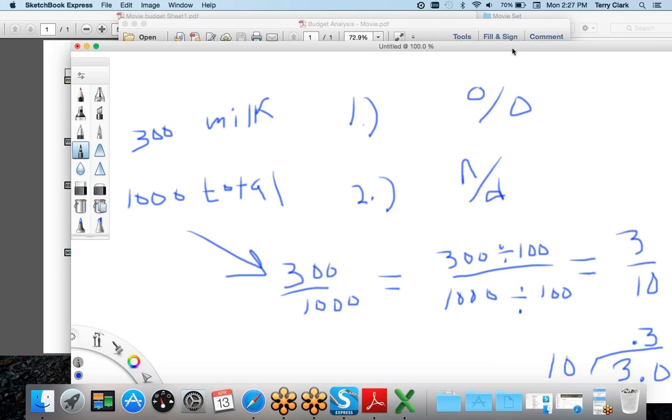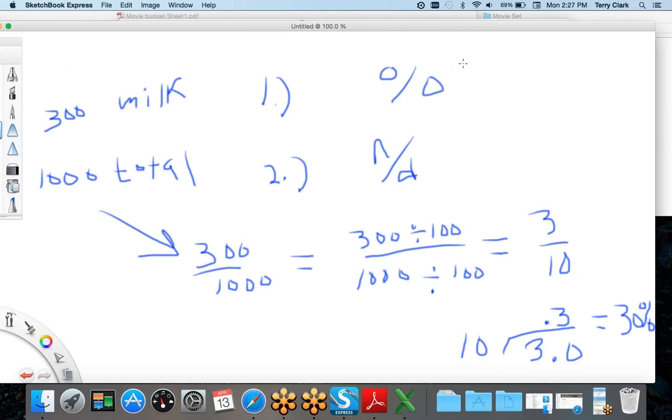And if they ask you what decimal value of the total cost is the milk, that would be 0.3. Because there are 3 ways we can express the same value: 3/10, 0.3, and 30%. So these are all ways we can express that value.